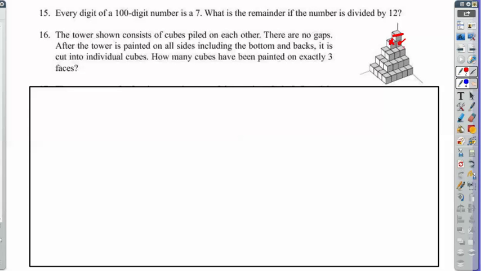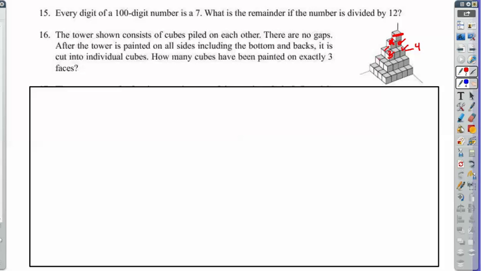Well, how about this one? 1, 2, 3, and the rest are covered. 1, 2, no. 1, 2, 3, yep. 1, 2, 3. So right now, I am looking at, sorry, as I fumble with my papers, 1, 2, 3, 4 that have the correct painting. So right now we're at 4.